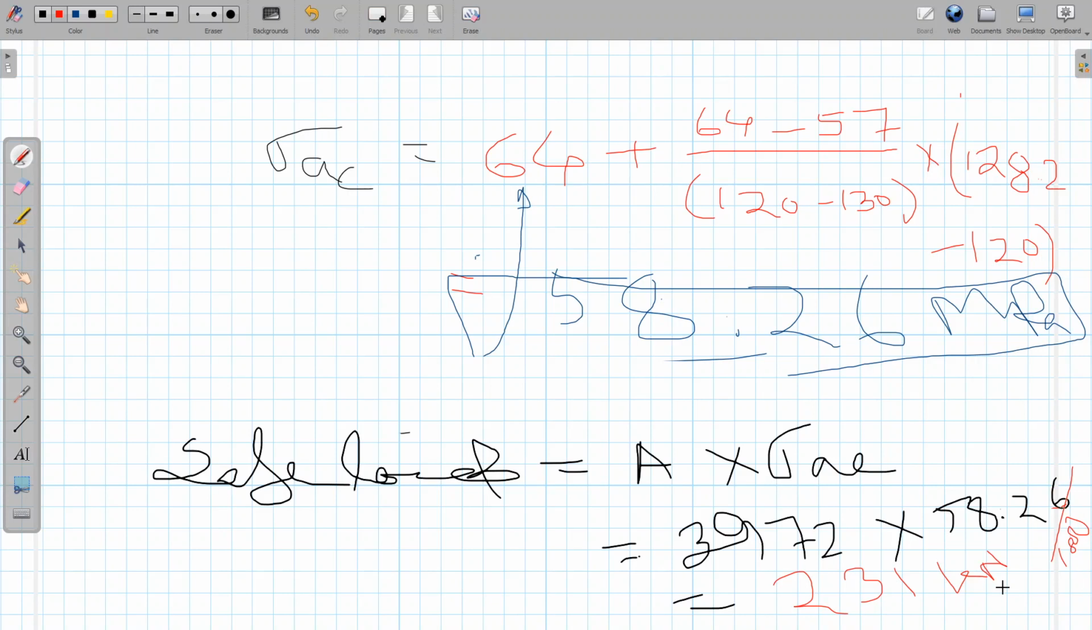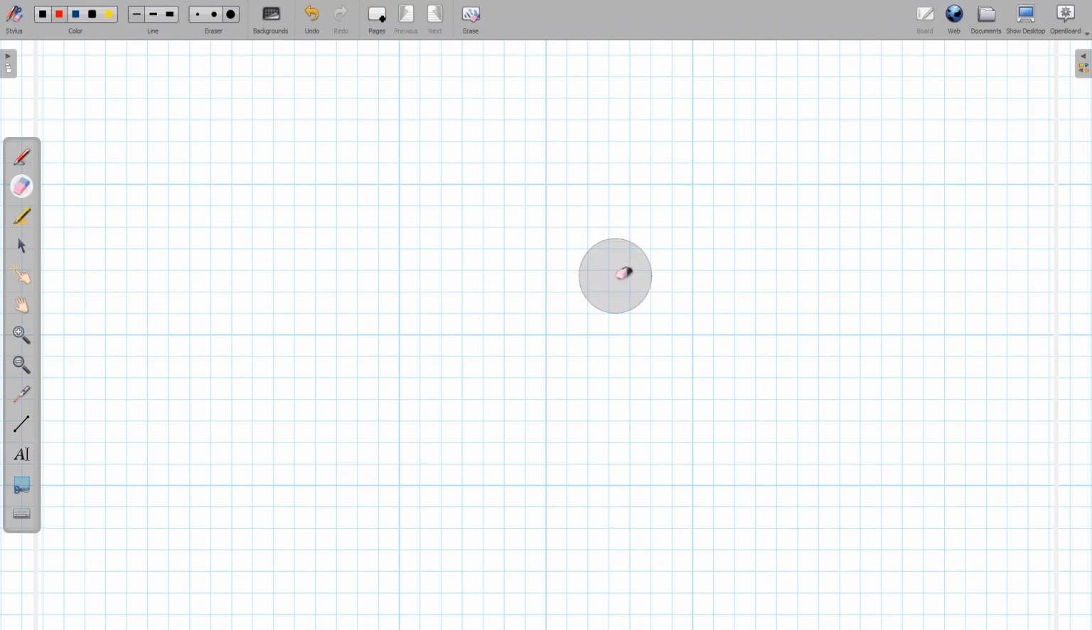What was your design load? Your design load was 300 kilonewton. So this value is coming less than 300 kilonewton. So what we can say? Our design is not safe. Since the design is not safe, we have to redesign it.